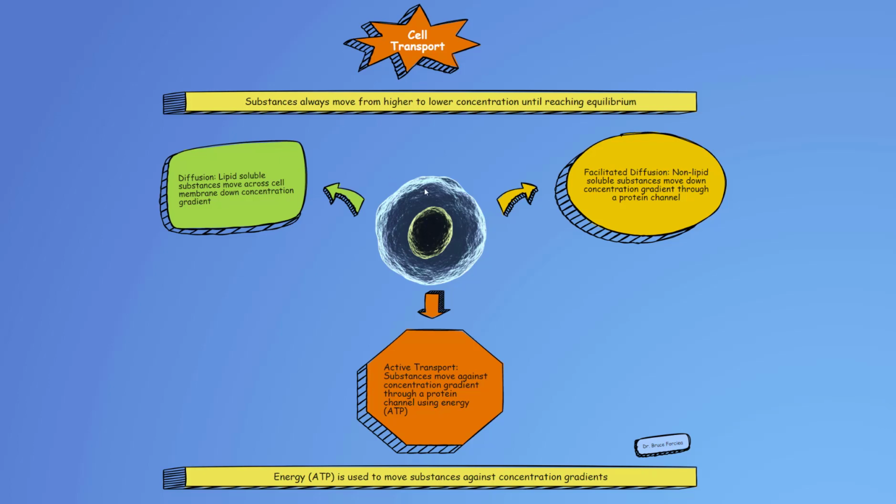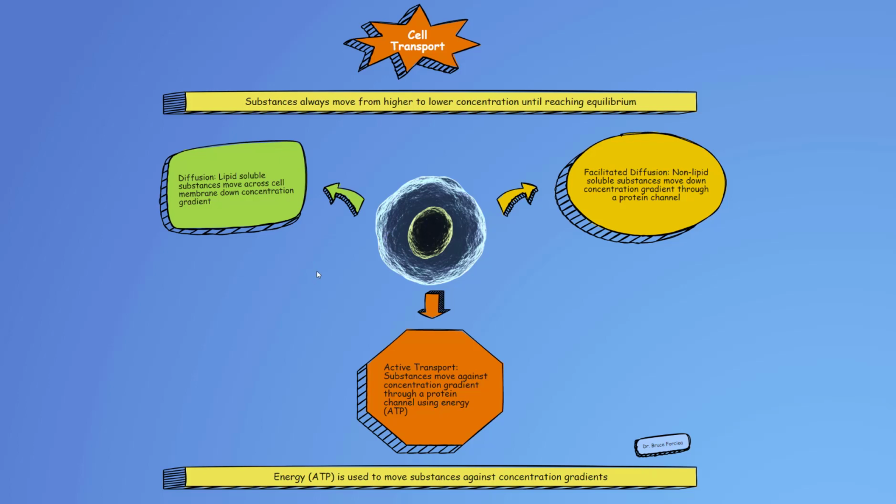So we have a cell in the middle, and the first mechanism is simple diffusion or diffusion. One thing we have to be concerned about with regard to cell transport is the cell membrane. So remember, the cell membrane consists of a phospholipid bilayer. In diffusion, lipid-soluble substances can move directly through a cell membrane. So they will move from a higher to lower concentration. Say there's more of something outside the cell and less of it inside, it's going to move from outside to inside the cell.